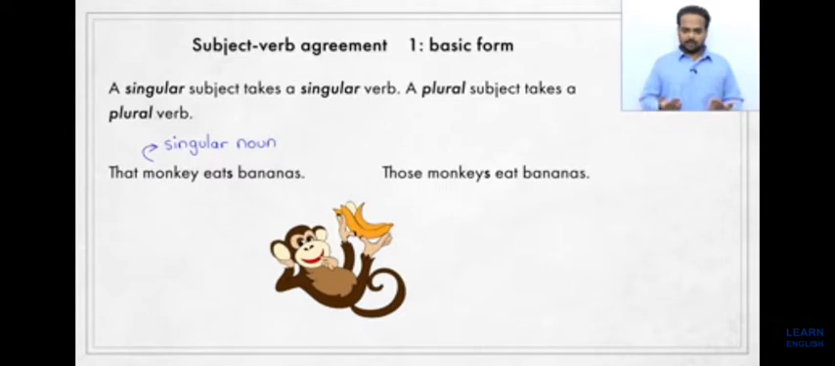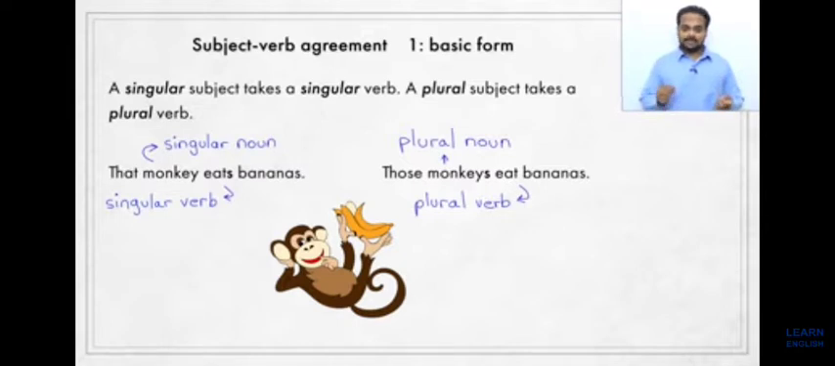Noun means a name, so here monkey is the name of an animal. This is the subject here. The verb is eats. Verb means an action. In this sentence, the subject is a singular noun, one monkey, so the verb also needs to be singular, eats. But in the second sentence, we have a plural subject and a plural verb.